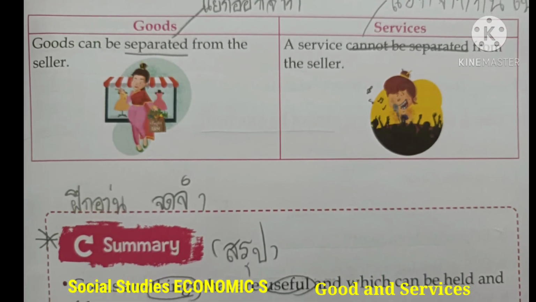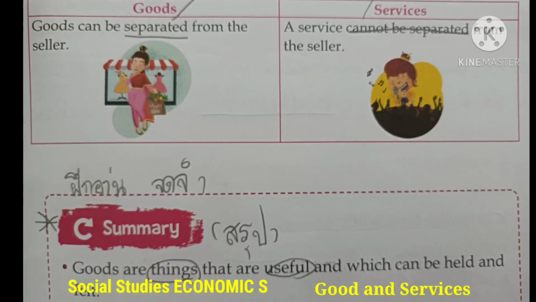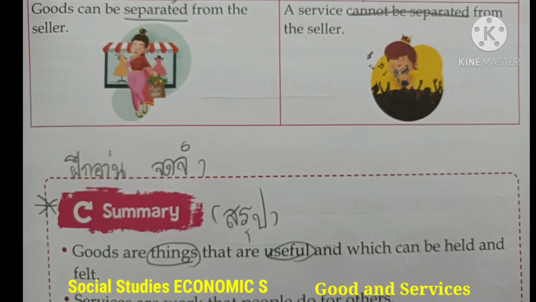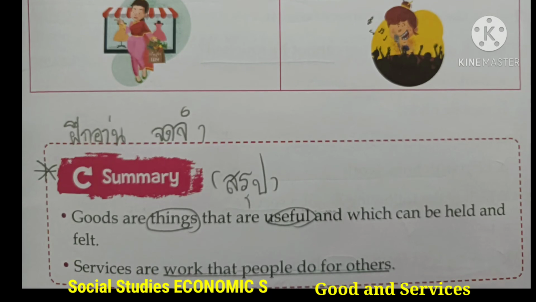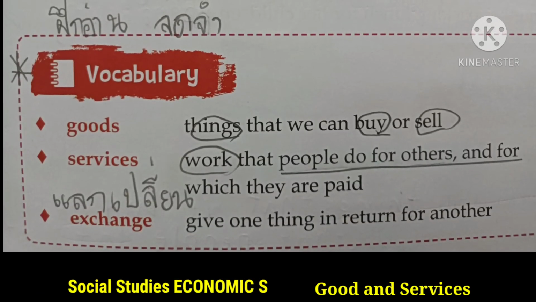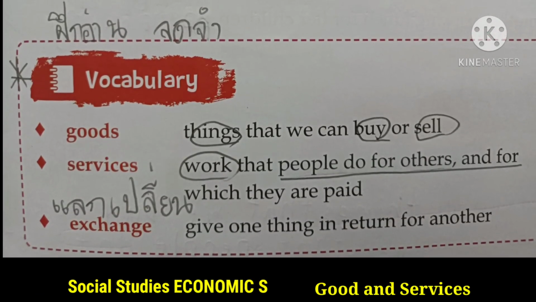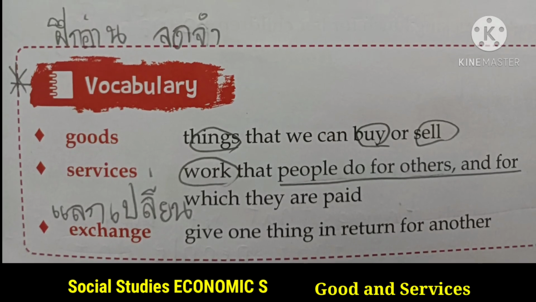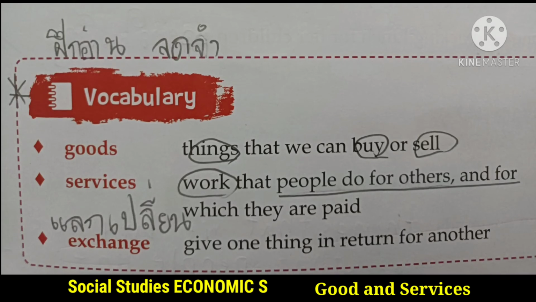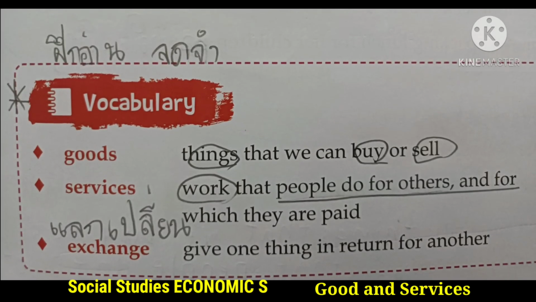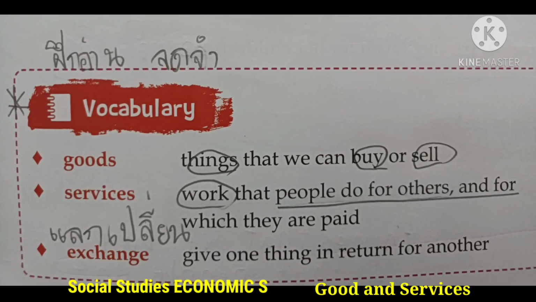Summary. Goods are things that are useful and which can be held and felt. Services are work that people do for others. Vocabulary. Goods: things that we can buy or sell. Services: work that people do for others or for which they are paid. Exchange: give one thing in return for another.